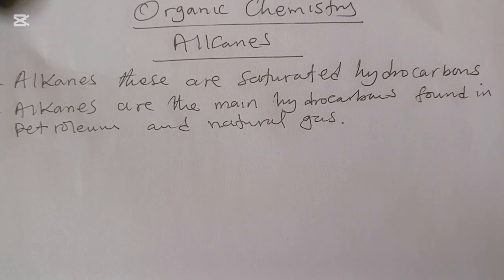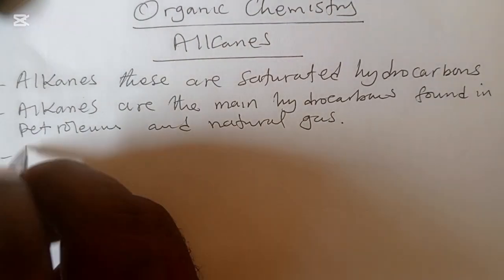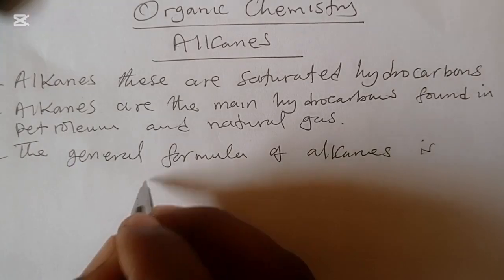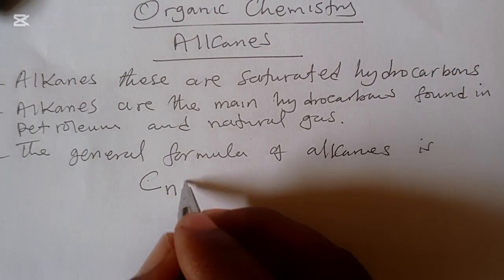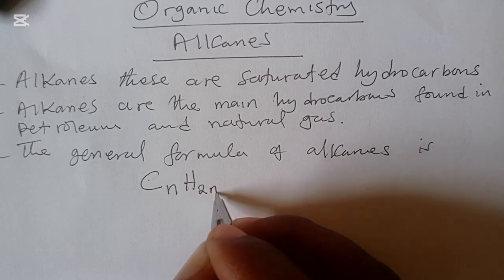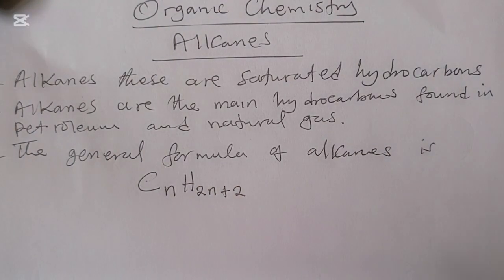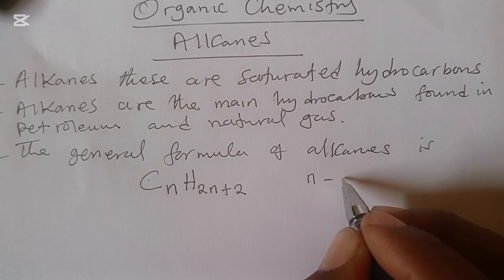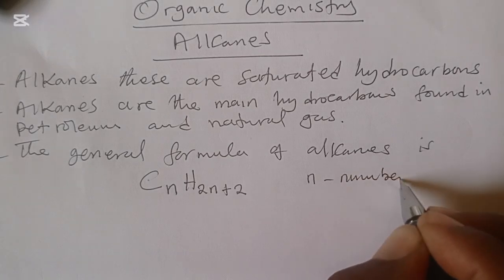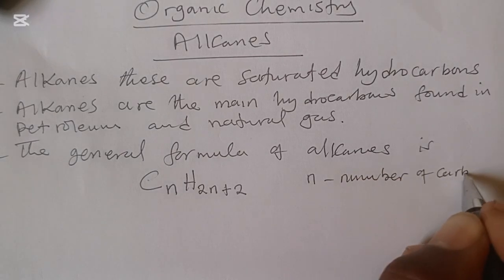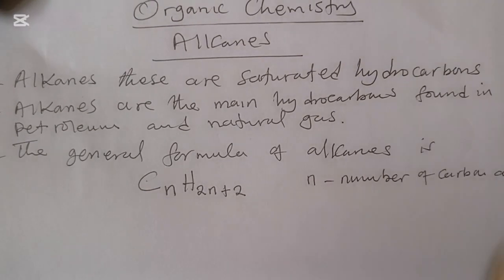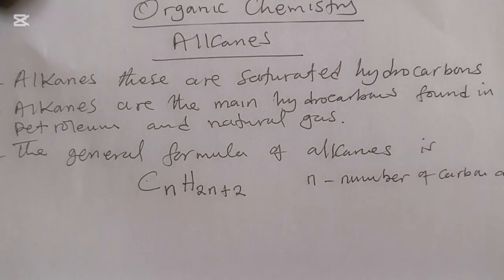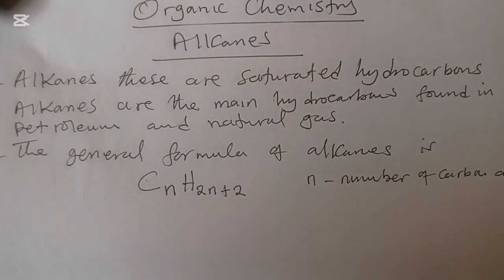So the general formula for alkanes is C subscript n H subscript 2n plus 2, where n is the number of carbon atoms. That is the value for n.